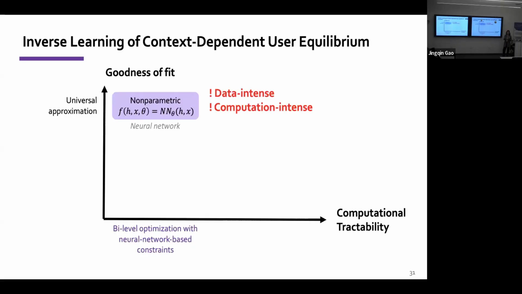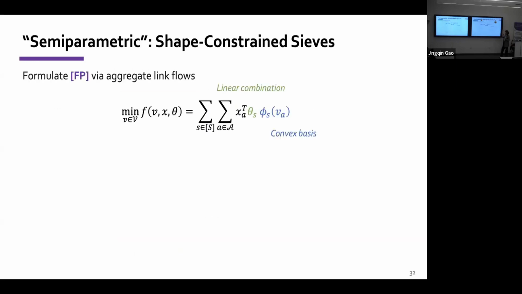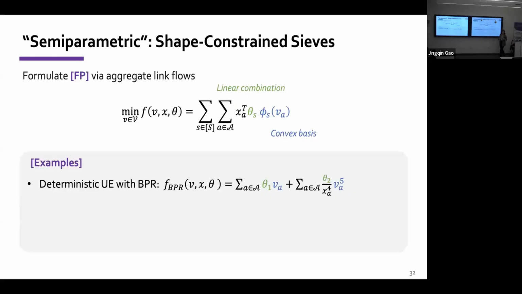So given the current data availability, next we want to see, can we do better? Can we come up with a more computationally tractable one by slightly sacrificing the goodness of fit? So this is what we call a semi-parametric approach. The key message here is we want to parameterize our potential functions as a linear combination of convex bases. Here's an example. Suppose we are assuming deterministic user equilibrium and a BPR function. Then we can include two convex bases. The first is a linear one, and the second is a polynomial one. And our learnable parameters are just the linear coefficients before them.